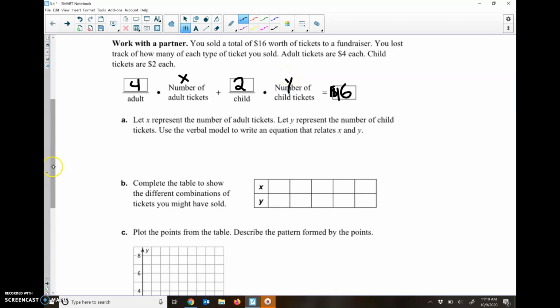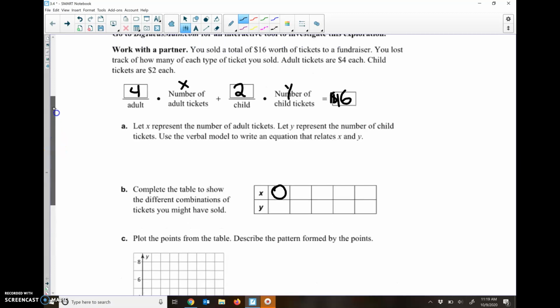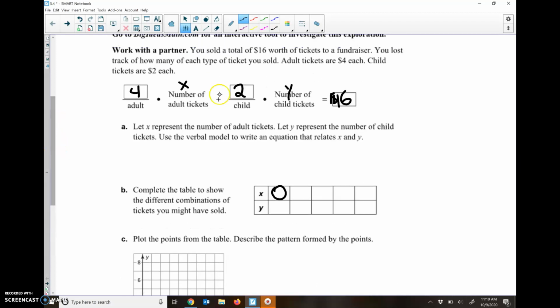Okay, so we just did that. Now B, let's make a table to show how many tickets we could have sold. Let's pretend that we sold 0 adult tickets. If I sold 0 adult tickets, that means I would have had to sell all child tickets. And if child tickets are $2 each and I sold $16 worth, that means I'm selling 8 child tickets. So 2 times 8 is 16.